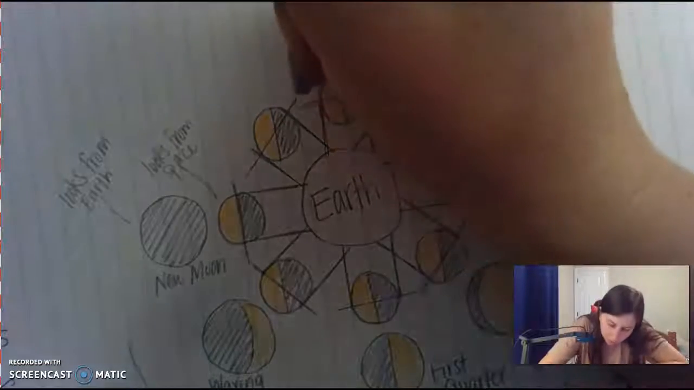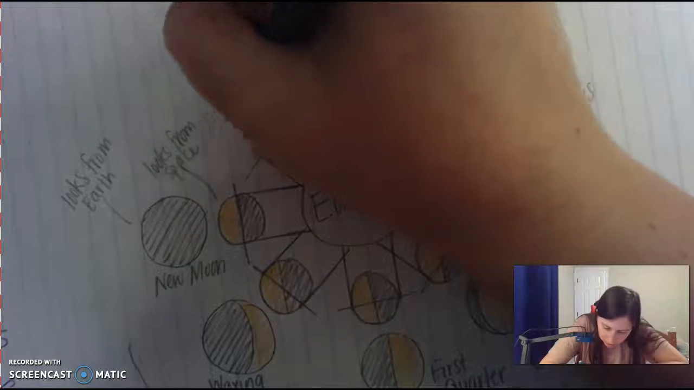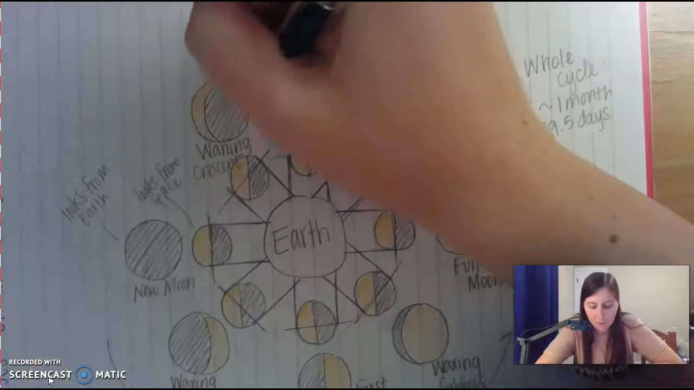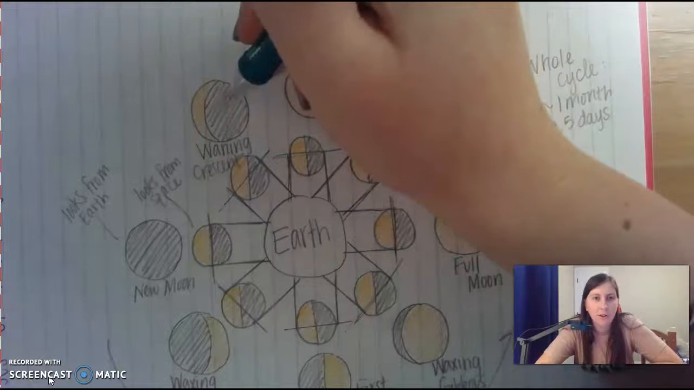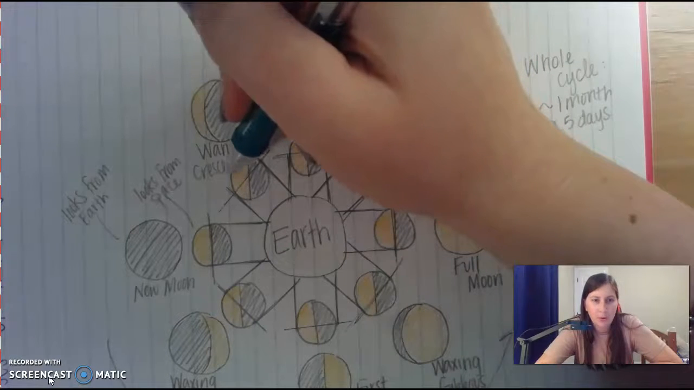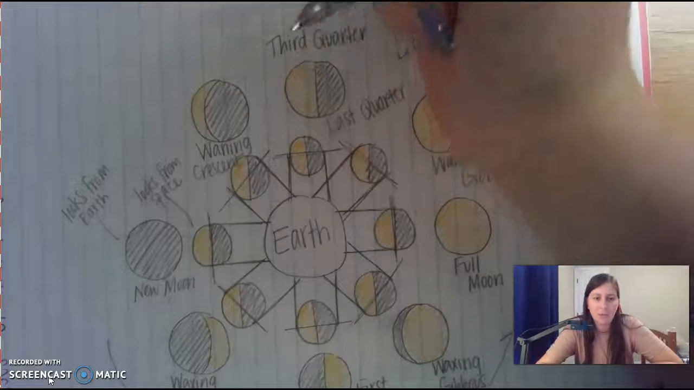So I'm going to draw my moon. I'm going to draw my moon with a little bit of light on the left, and the rest is all dark. This is called a waning crescent. That's our last moon phase.